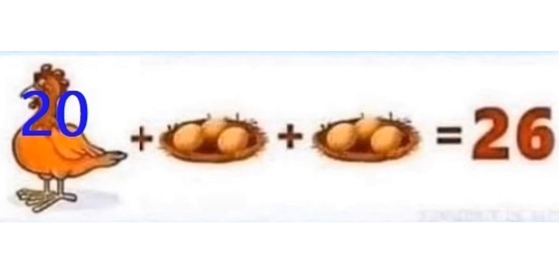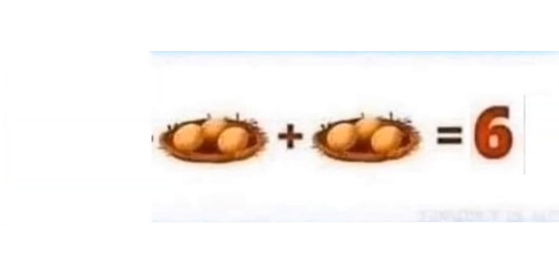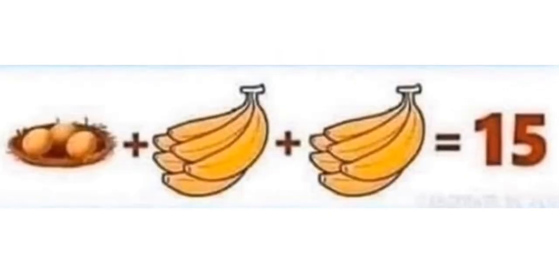Well, we already know that a chicken is 20. So now we've just got the 2 sets of egg nests. If we subtract 20 from the 26, which is the value of the chicken, now we're just left with 2 egg nests equals 6. All right, so 2 egg nests equals 6. Divide that by 2. Each egg nest has to be 3. 3 plus 3 is 6. Now we're going on to the third one.